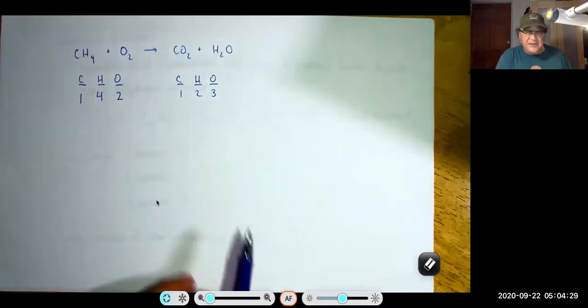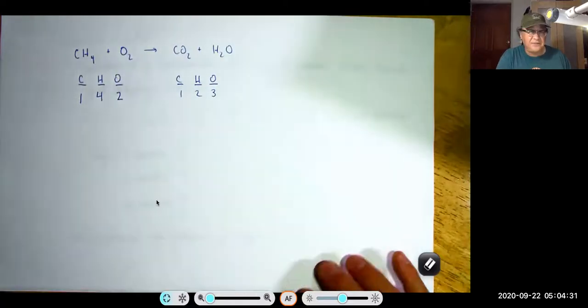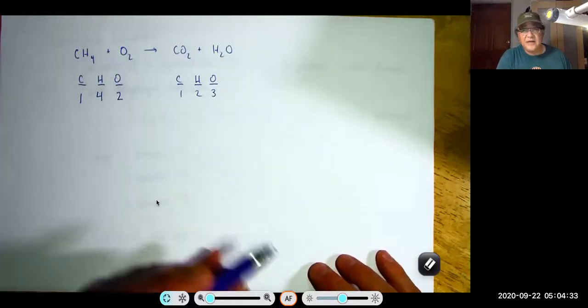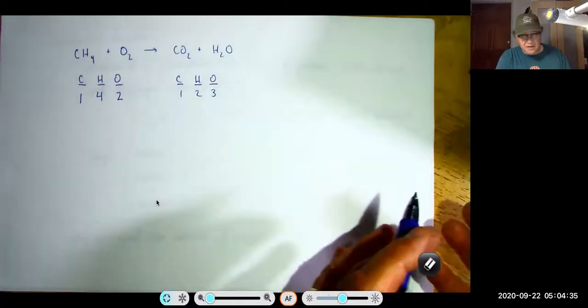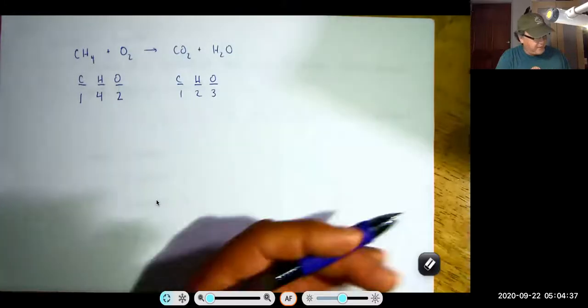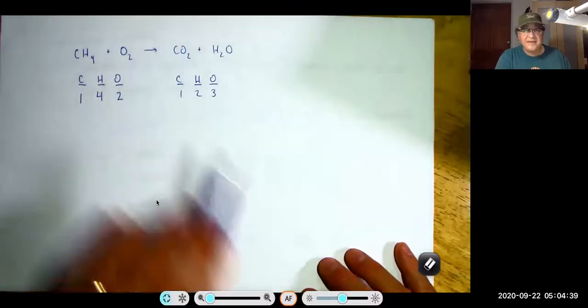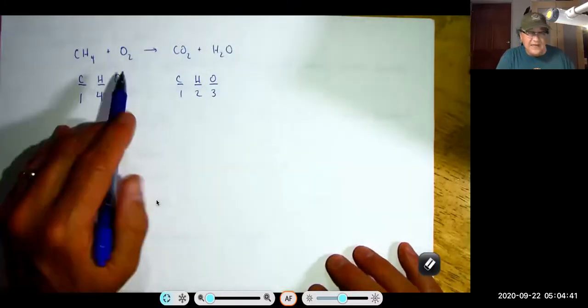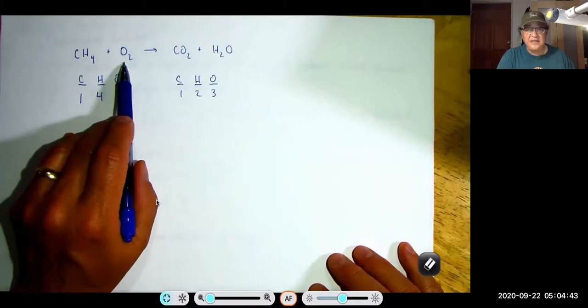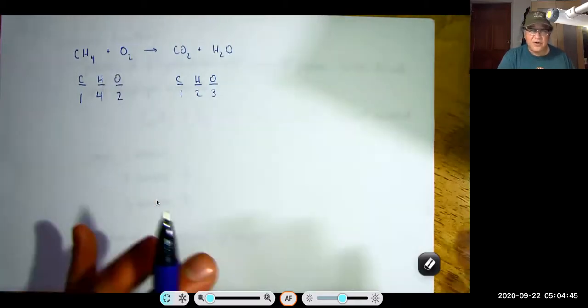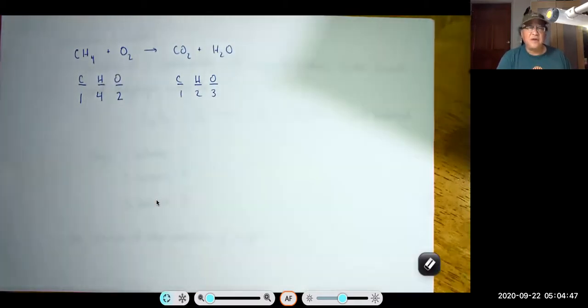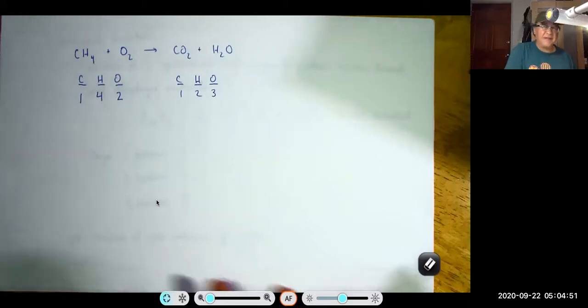When you balance these hydrocarbon reactions, you want to do carbon first, then hydrogen, then oxygen. Just think about it as alphabetical order. The reason you do oxygen last is because if you have any element in the chemical reaction, a pure element, you want to leave that for last because you can change its coefficient and it doesn't mess up everything else.